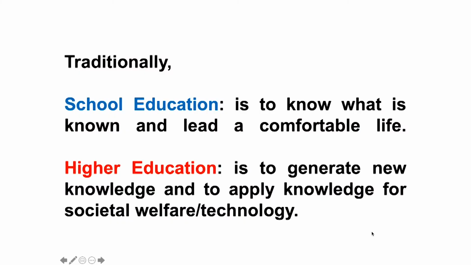This is the dichotomy of ideas of how we train our teachers and how to prepare our teachers for the future, so that our students also get trained and learn from these teachers, so that they can become the citizens of the future rather than the citizens of the past. So traditionally, school education was supposed to be to know what is already known and lead a comfortable life with the help of a variety of different types of skills that are required in the society.